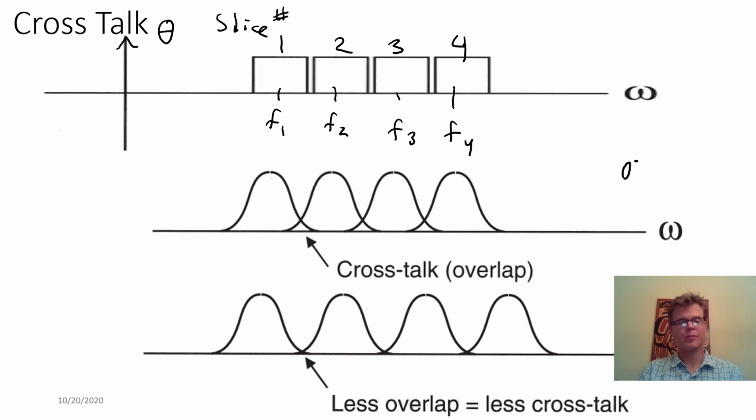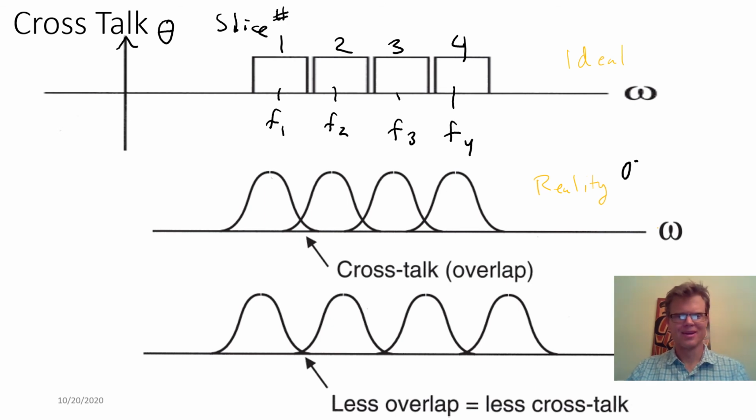Finally, the last point I want to make is that in reality, these would be our ideal slice profiles, or like perfect rect functions. In reality, they're not perfect rect functions. They have some shape to them. They have some tails on the edges. They're not perfectly flat. Real pulses are a little better than this drawing, I would say.